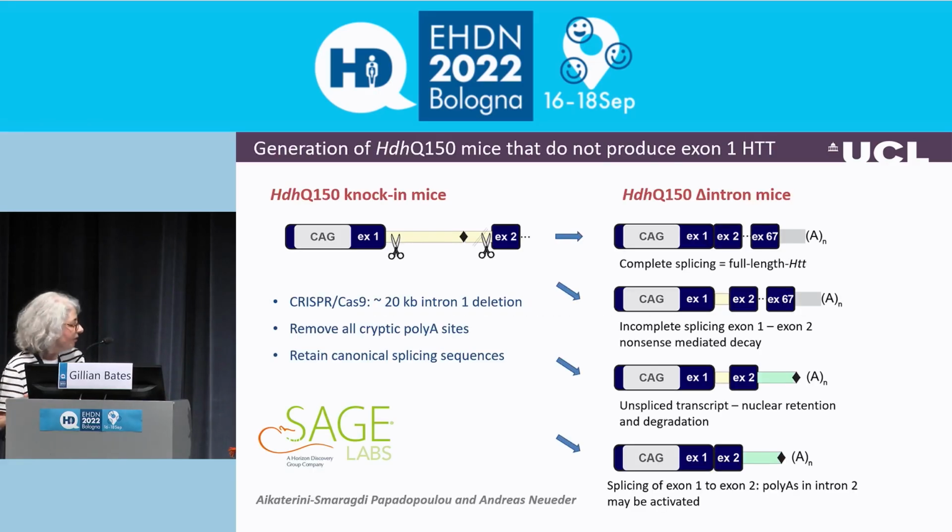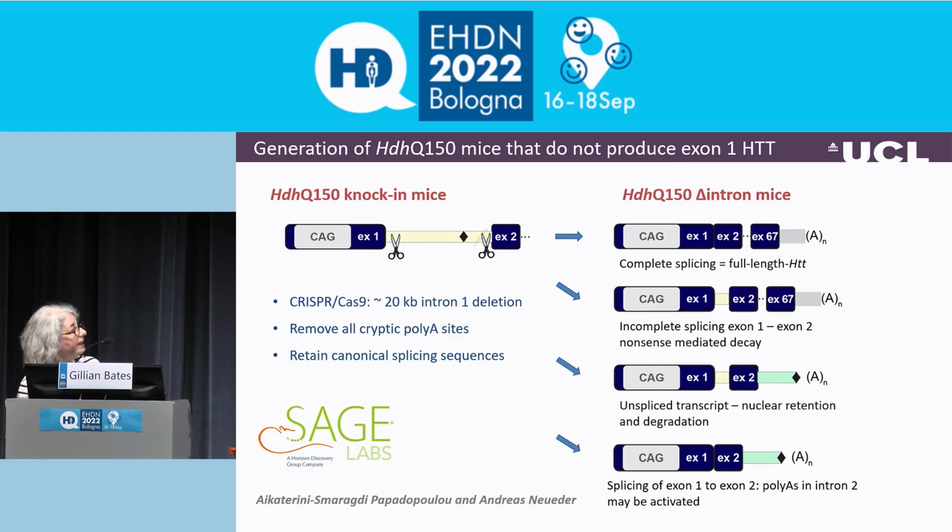So in order to try and do this, we tried to prevent the production of that Huntingtin 1A, or at least stop the production of that messenger from ending in intron 1. And to do that, we removed all of the cryptic poly-A sites from intron 1 from this particular knock-in mouse. And then there are a number of possibilities that could occur because we're retaining the splicing sequences that are important at the ends of the intron.